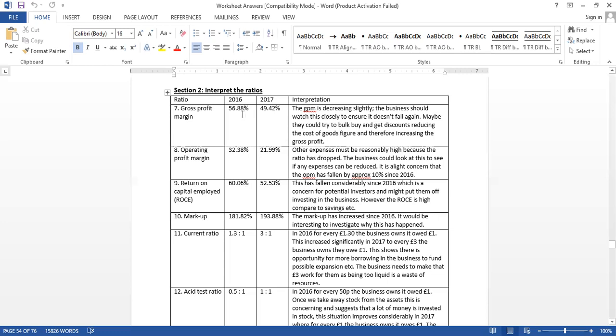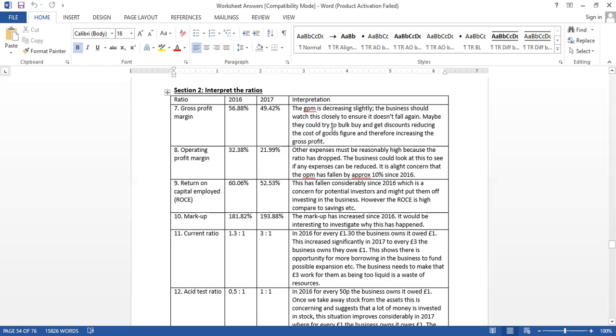Because anyone can say it's gone down from 56 to 49, it's gone down and that's bad, but that is not enough. You have to give the solution also. Like I see, it's decreased slightly and they are giving the solutions also for this question, right? Business should watch this closely to ensure that this doesn't fall again, right? So maybe what is the solution they can do?